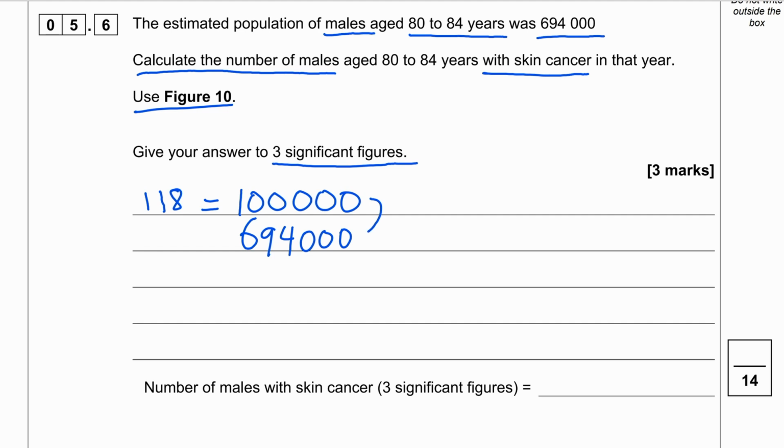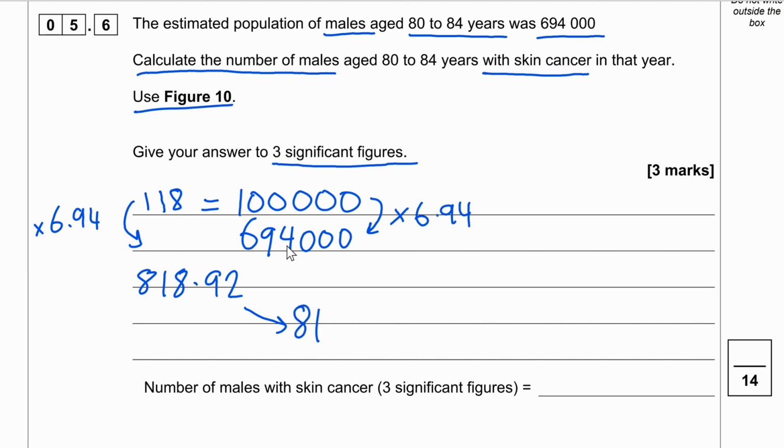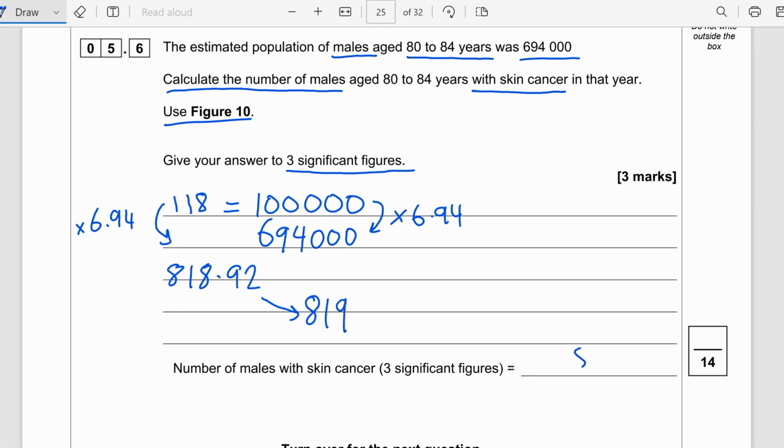So that would actually be a factor of 6.94. So it's gone up 6.94 times. So what we would just need to do to find out the number of males in a population of 694,000 is take our value 118 and multiply that by 6.94. And doing that, we come up with a value of 818.92, but the question is asking us to give our answer to 3 significant figures, so we know rounding that it's going to be 819 males with skin cancer.